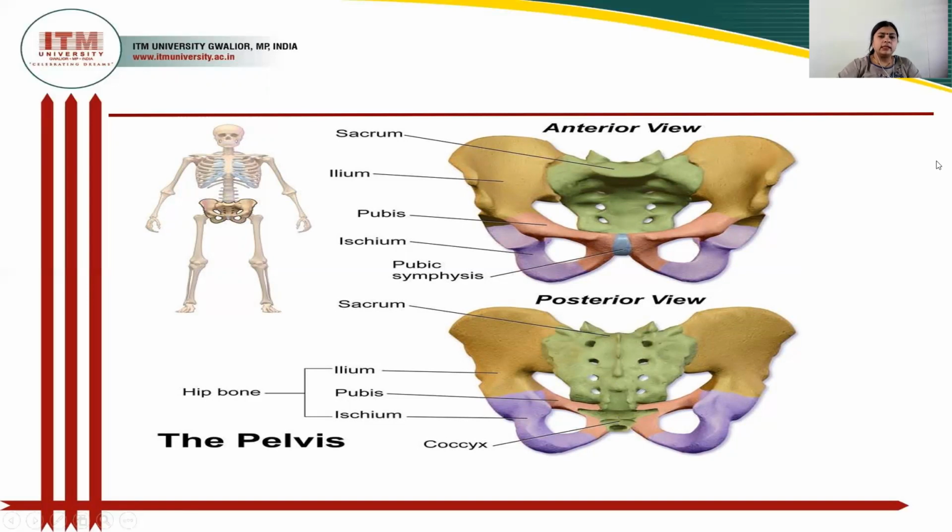Next, you can see here the various parts. What are the various parts? The first is the sacrum, this is the back end part. Then this is the ilium part, then this is the pubis part. And this is where the ischium is. And this is the symphysis pubis part.